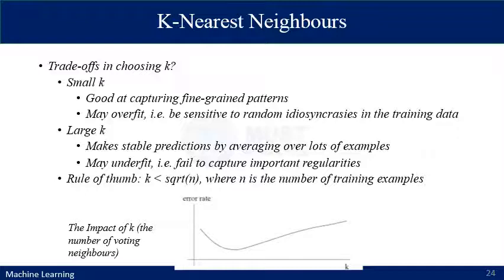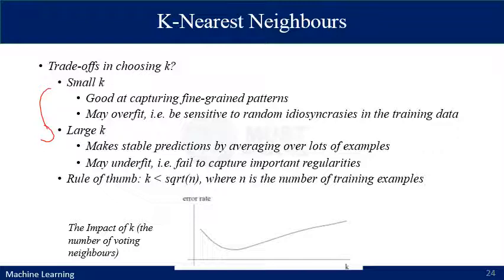However, this may overfit, particularly because due to noise, your algorithm may overfit the data during training, and it may not behave well in testing. Therefore, it may get sensitive to the random idiosyncrasies in the training data. On the other hand, if you use a large k, it makes a stable prediction by averaging over lots of examples, but it may underfit because it may fail to capture the important irregularities.